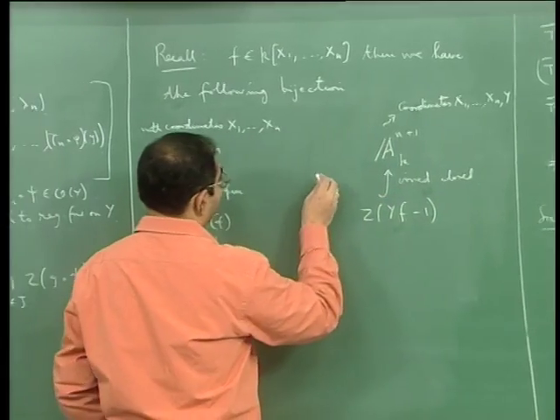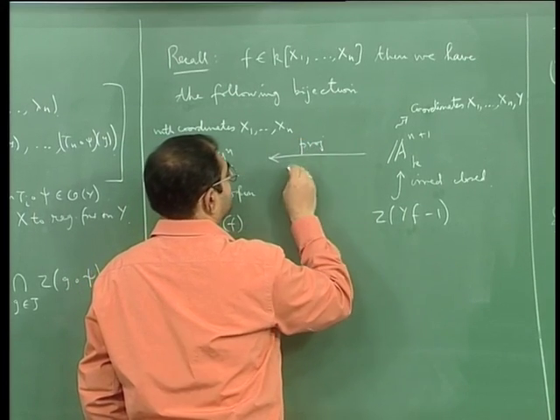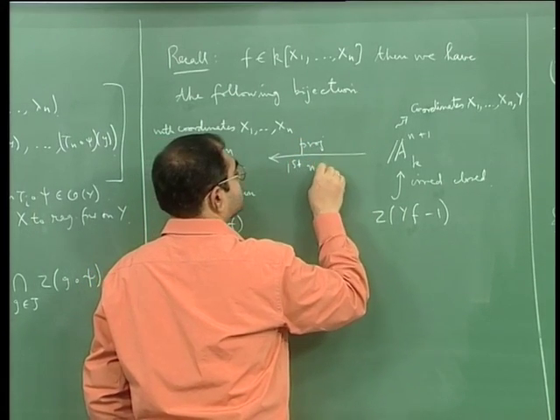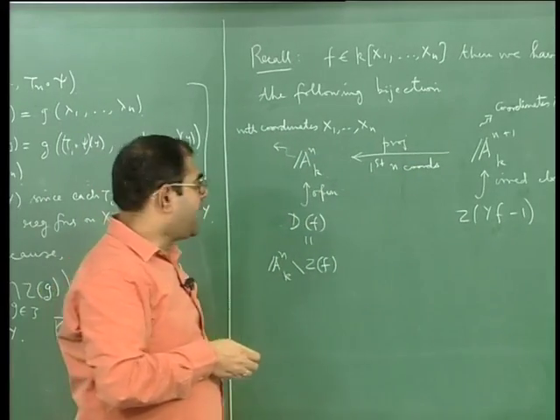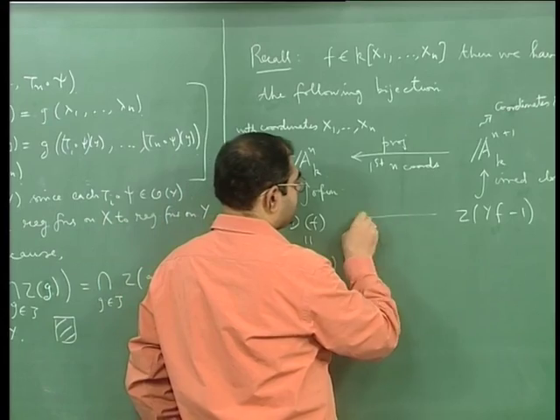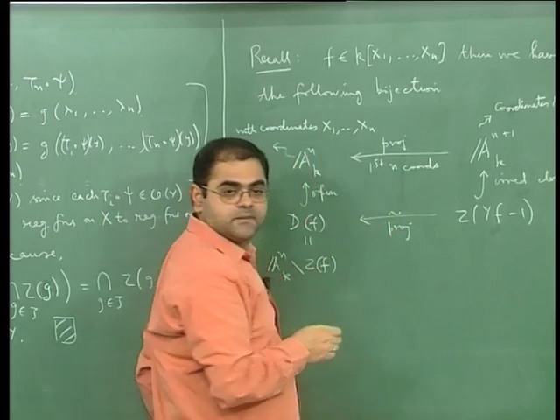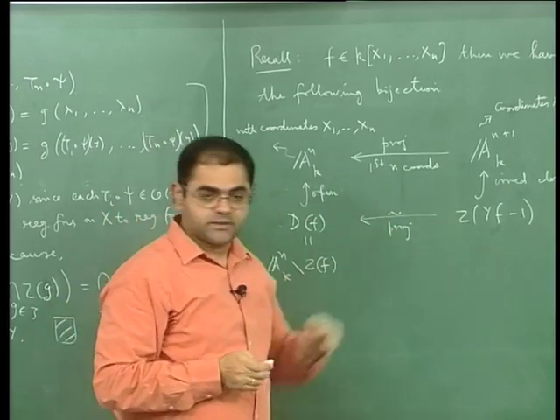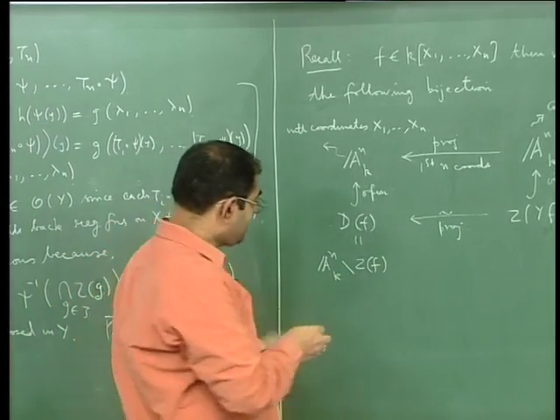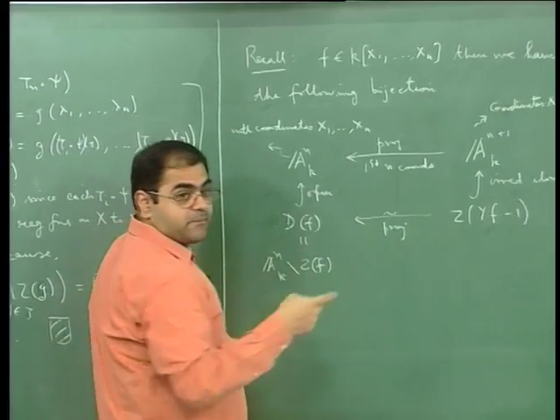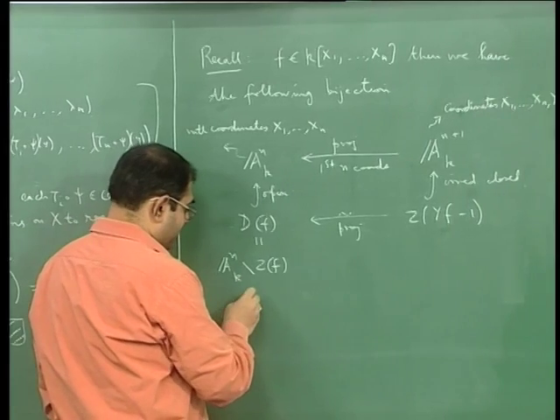And we have this projection. You project onto the first n coordinates. That is this projection map, and under this projection map there is a bijective map from here to here. This is something that I told you. In fact, I told you that this bijective map is actually an isomorphism of varieties. The map is very, very simple to define.